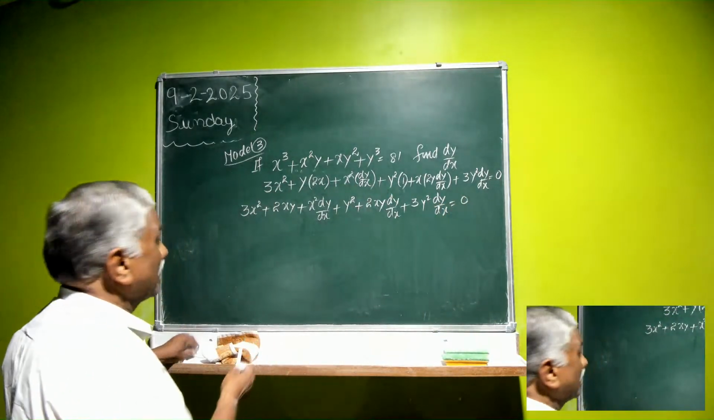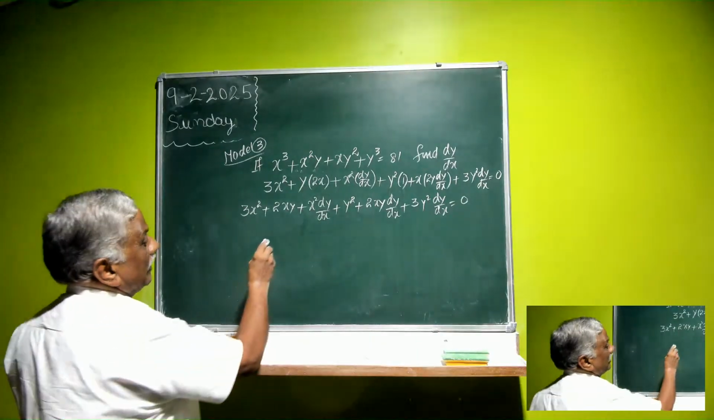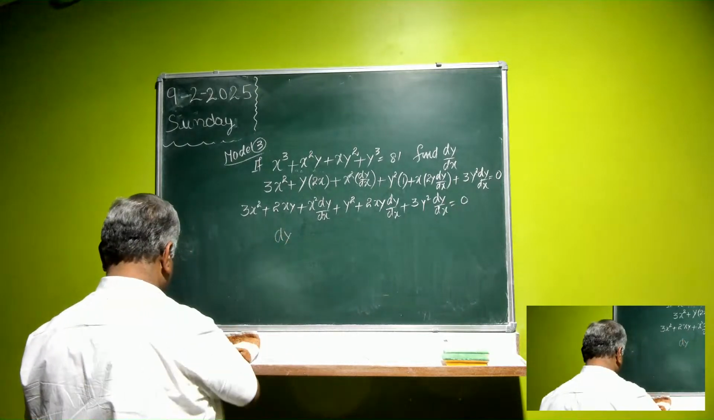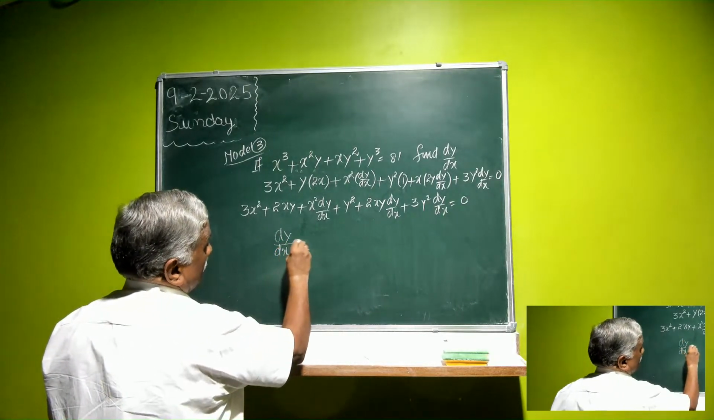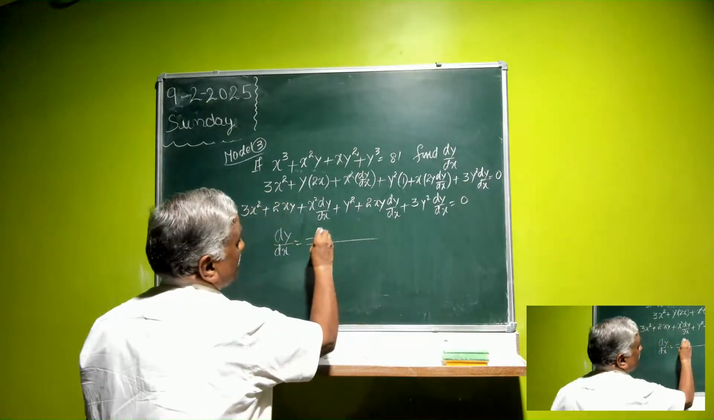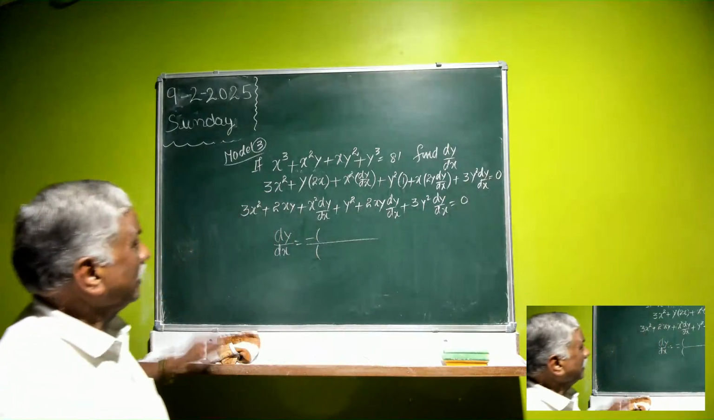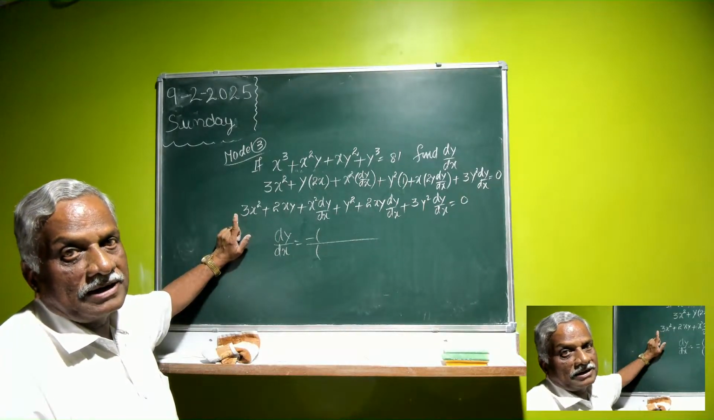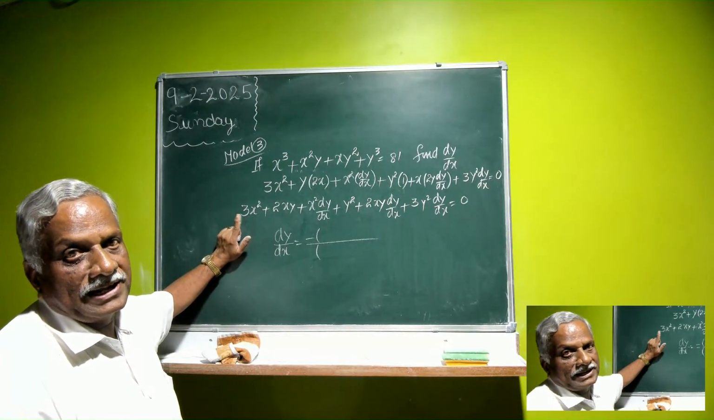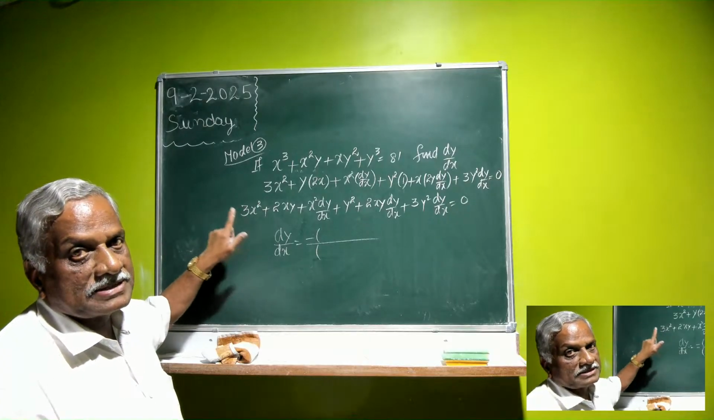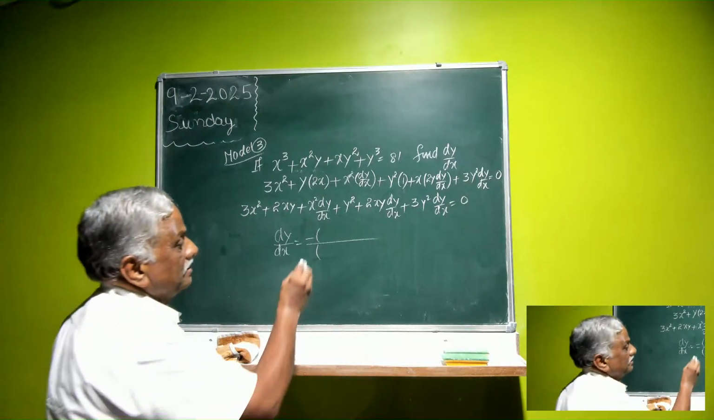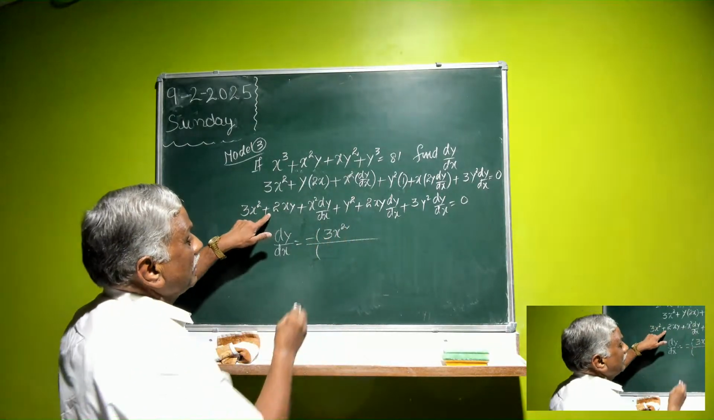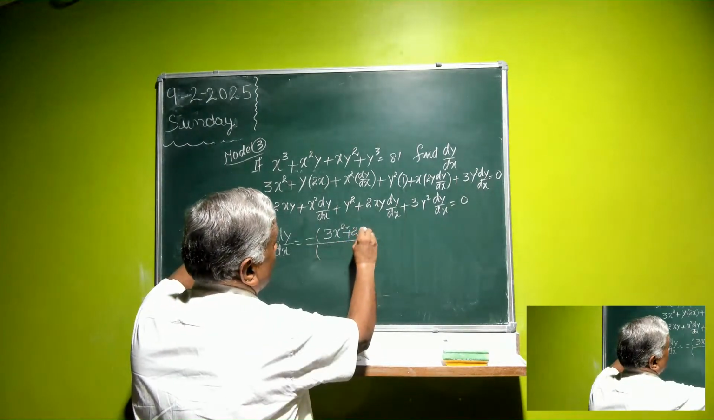For the students who are attending my class regularly, I have given the direct method of writing the answer. dy by dx is equal to: just write a minus sign, put a bracket, and here also a bracket. Look at the first term, 3x square. If the term is not multiplied by dy by dx, repeat, not multiplied by dy by dx, send it to the numerator. This is also not multiplied, send it to the numerator.